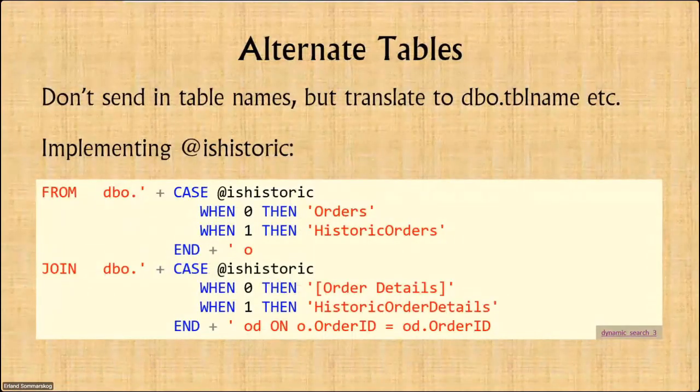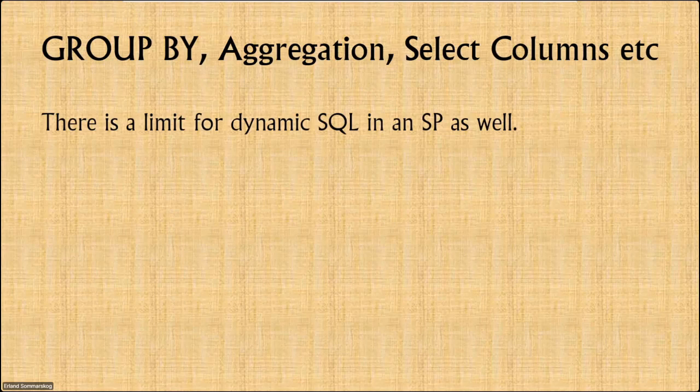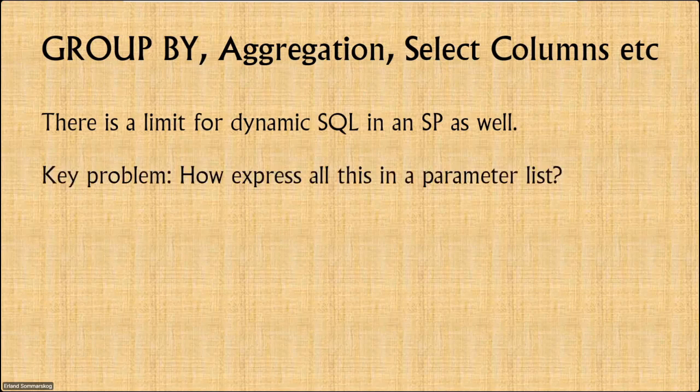Now we can go on and add even more complex things. Let's say we want to permit the users to, well, I want to group by things. I want to aggregate. I want to be able to select which columns I want to see, etc. So I would like to say that is the limit for what you can do with Dynamic SQL inside of the procedure as well. It's not so much that you can't, of course you can do this, but how would you express all that in the parameters? That's a fairly, well, how should I put this? Narrow thing to get through the parameters.